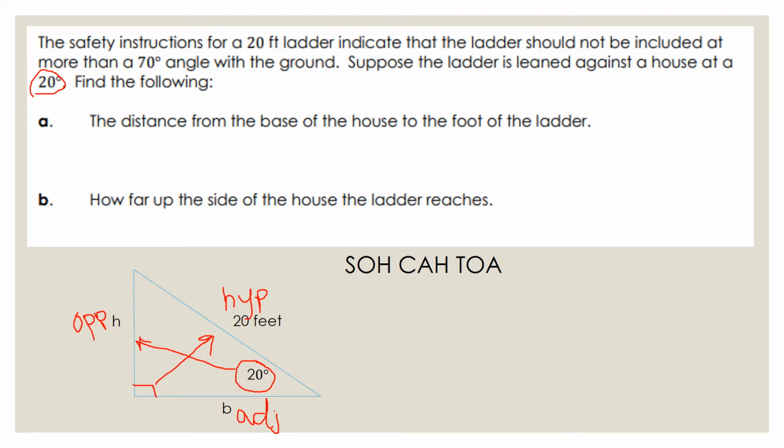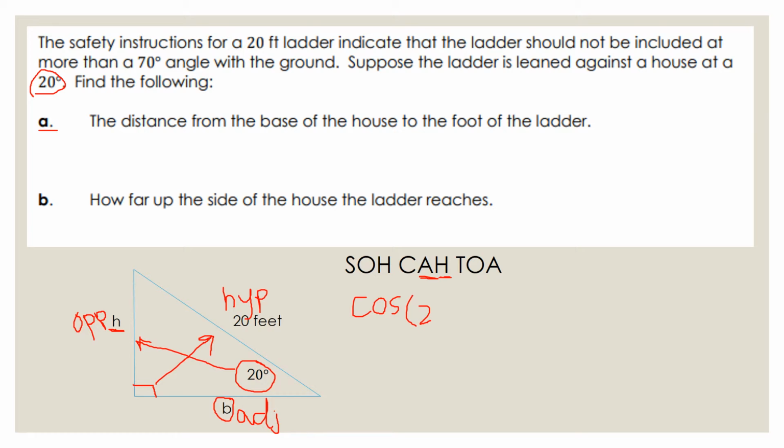Then we can look at our SOHCAHTOA. Let's start with A, the distance from the base of the house to the foot of the ladder. So we're looking for B, the adjacent side. SOHCAHTOA tells us that we will need the adjacent and the hypotenuse. Same thing over here: we're looking for the adjacent and we have the hypotenuse. And don't get that confused with the H over here for height. So we can use cosine.